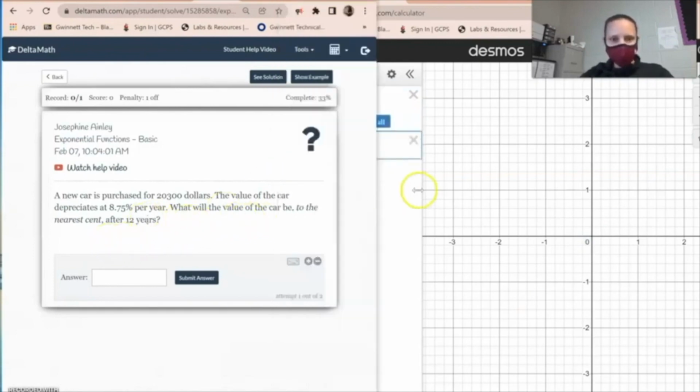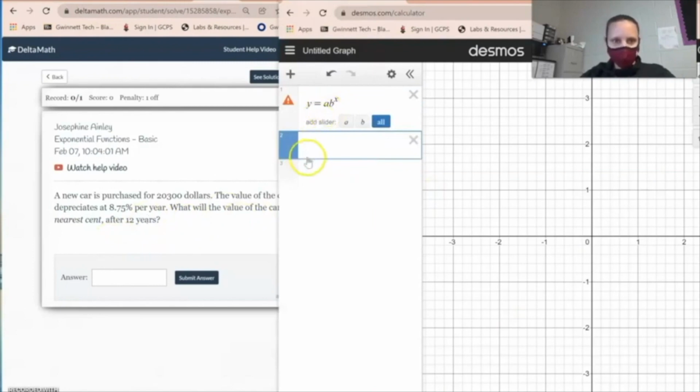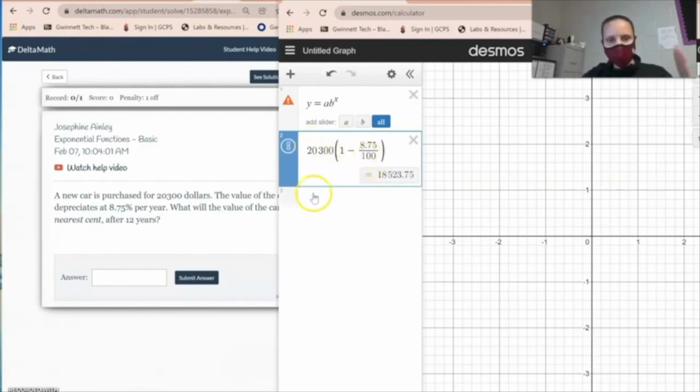So what is the value? It's asking me what is the value. So my starting A in my question is 20,300. Then my B, remember I said 1 minus or 1 plus. This one is depreciating, so it's going to be 1 minus, and you have to put in the fraction of the percent, which is 8.75 divided by 100, because we have to make it a decimal, then close the parentheses. Then all of it raised to the x power, so shift that to the x power, and my x is 12.